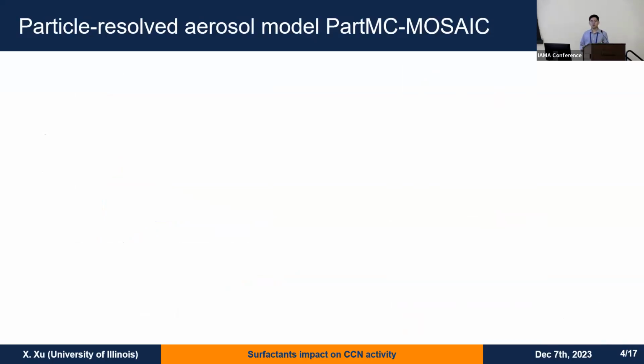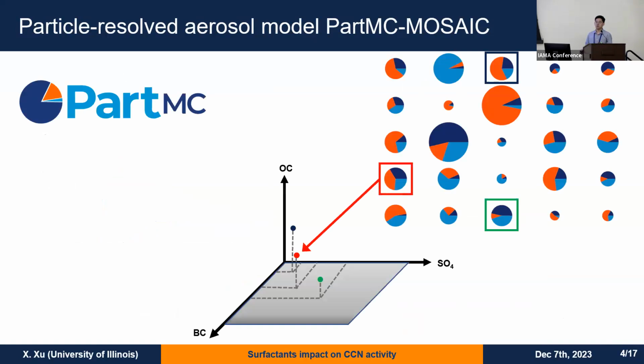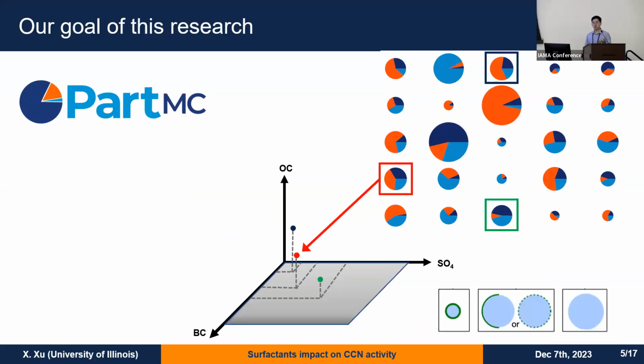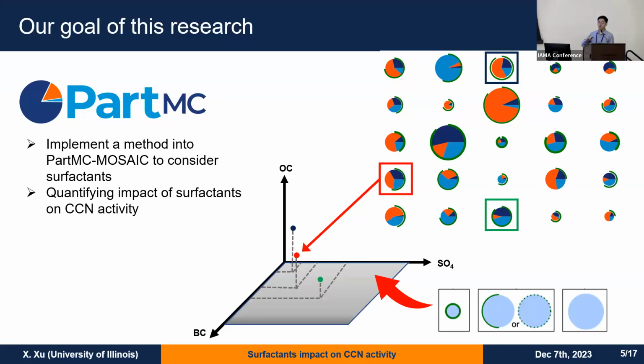So since a lot of people talked about PyPartMC today, I will save you some time. Our group will use PyPartMC. We consider it a particle-resolved model, so that we can consider each particle. But as we mentioned in the research, we also want our particles to consider the surfactants, so the particles can look like this, which leads to our goal for this research. We want to find a method that we can implement into PyPartMC-MOSAIC so that we can consider the existence of surfactants and quantify the impact of surfactants on the CCN activities.